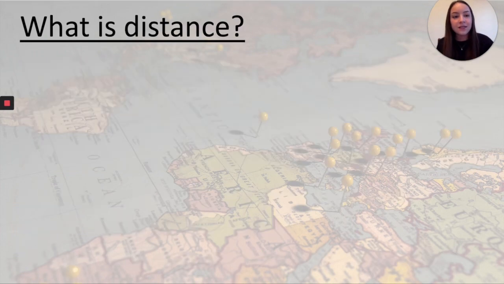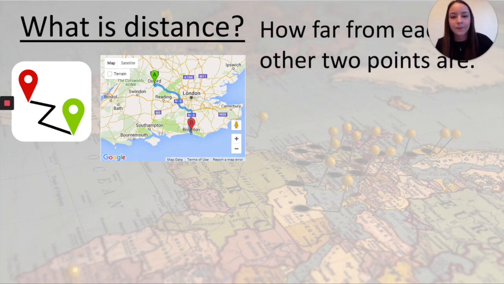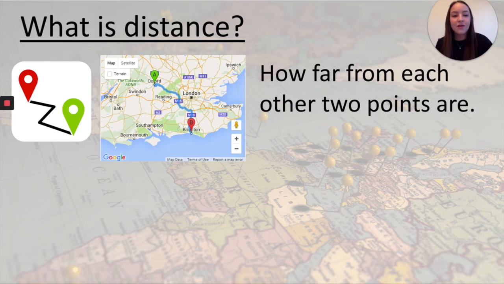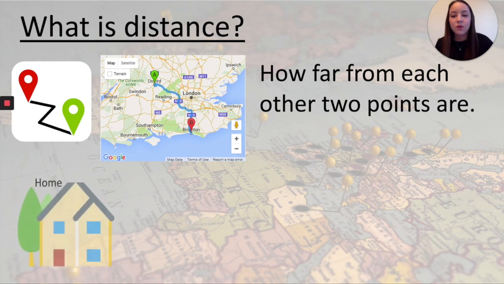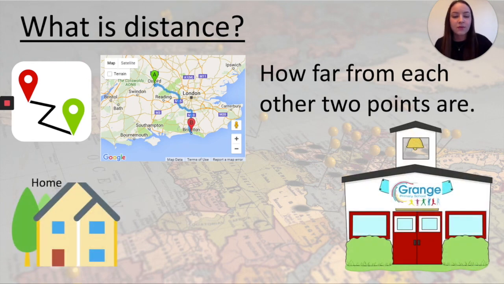What is distance? So here are some more clues. Pause the video here and think about what distance could be. Distance is how far from each other two points are. So if I said, what is the distance between home and school? It would be the same as saying, how far is home from school, or how far is school from home? So the distance would be this space in between home and school.